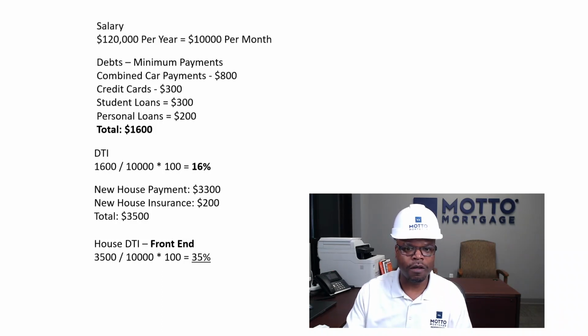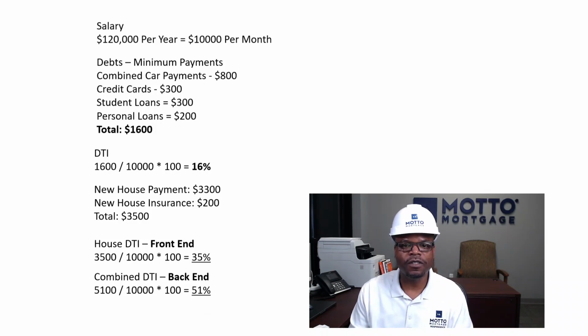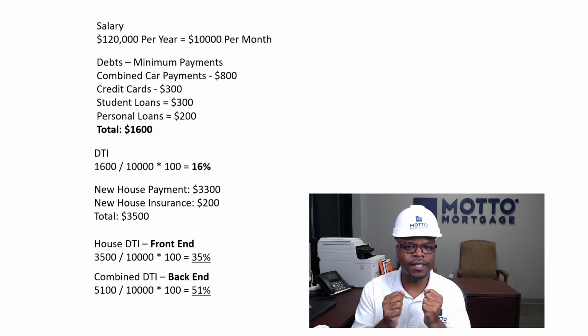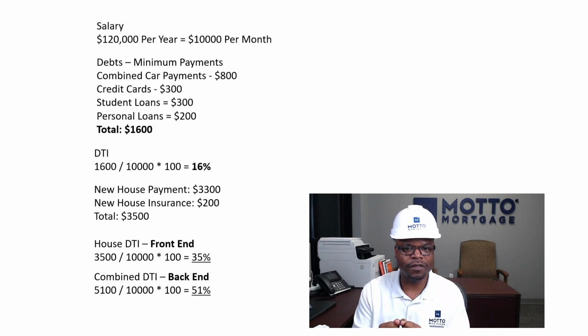And now we have what we call the back end. The back end DTI is calculated by adding in all of the debts, your debts plus the house. So $1,600 plus the $3,500. I should have had that bold. Sorry, y'all. So now we got $5,100 in combined debt per month. And if we take the $5,100 and divide it by $10,000 a month, we get a DTI of 51%. Your front end is 35%, your back end is 51%.